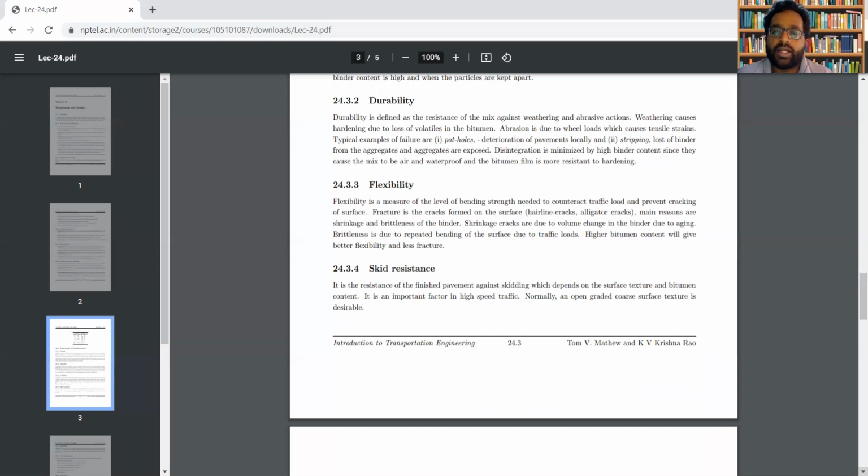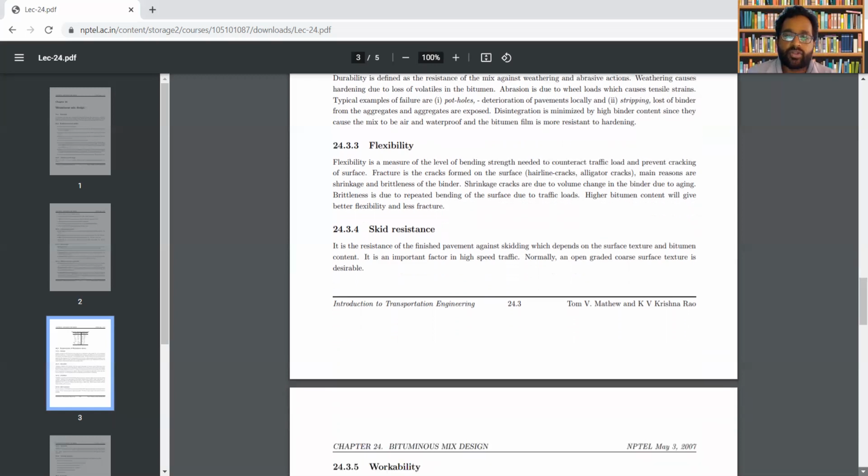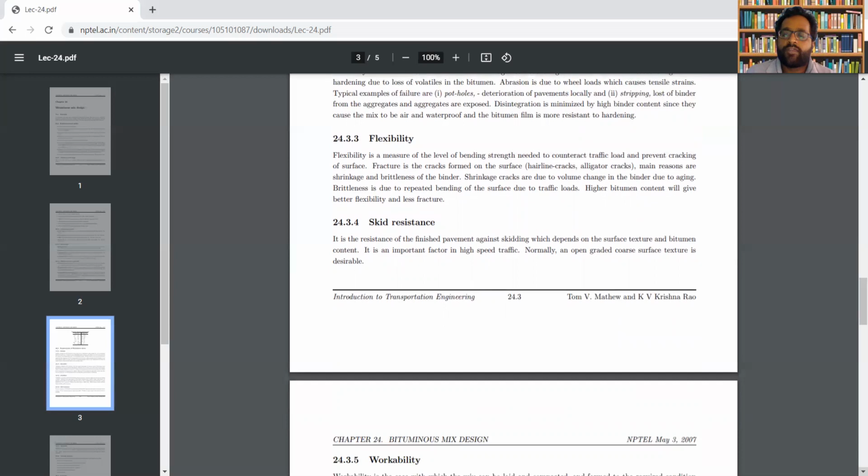Now, due to repeated bending of the surface under traffic load, brittleness may be happening. If the bitumen content is high, it will give better flexibility and less fracture. Next one is skid resistance. The finished pavement should offer high resistance against skidding. This skid resistance will depend on different factors like the surface texture, how much the bitumen content is, etc. Especially in case of high traffic, this is a very important factor.